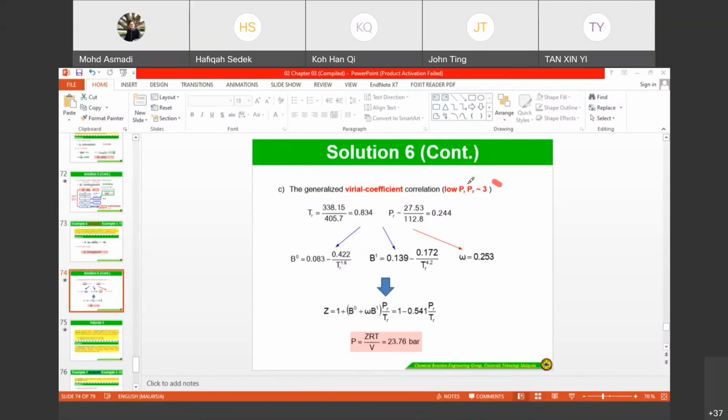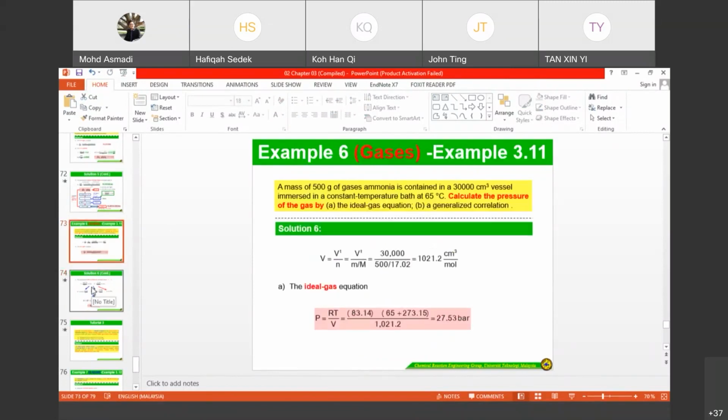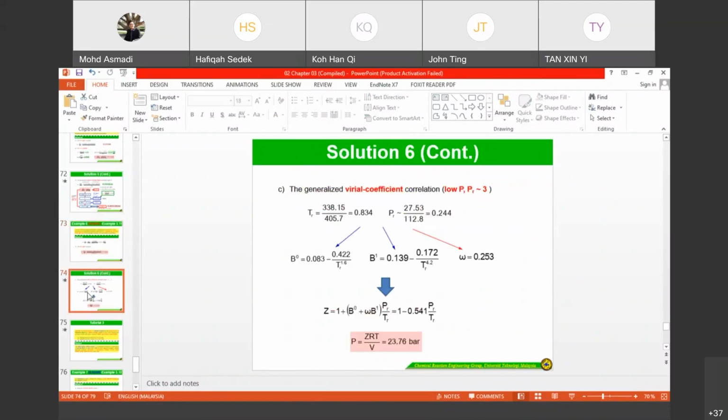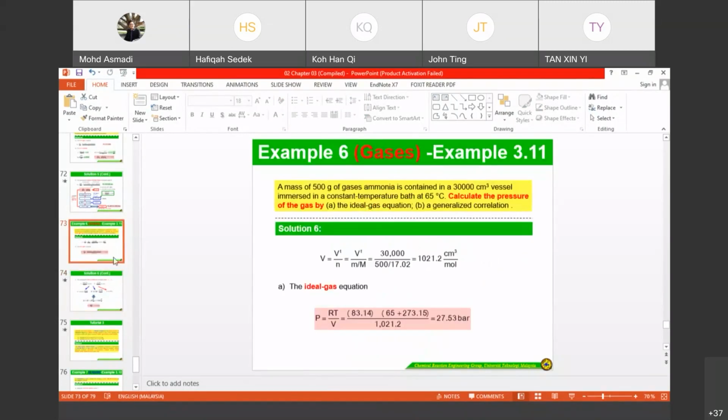See, the PR is almost around 3, so you can use a virial equation. Or you can also use Lee-Kesler, it doesn't matter. But this one is the stated generalized correlation.